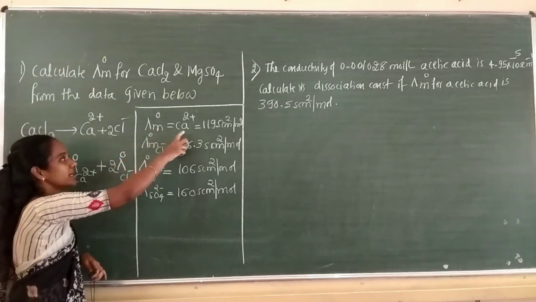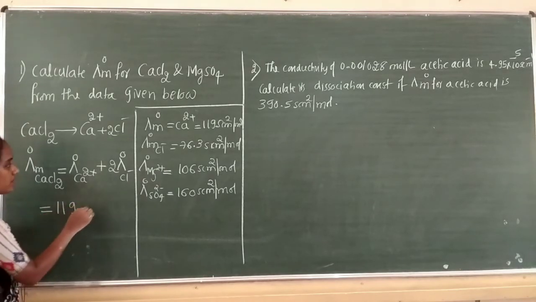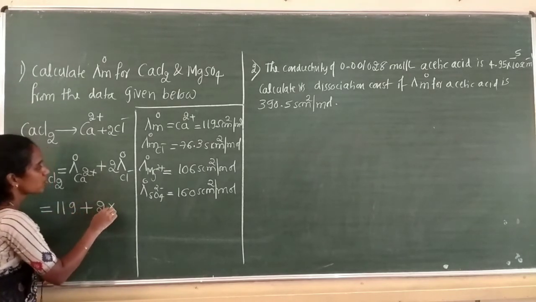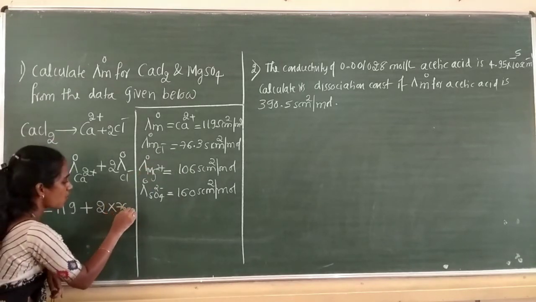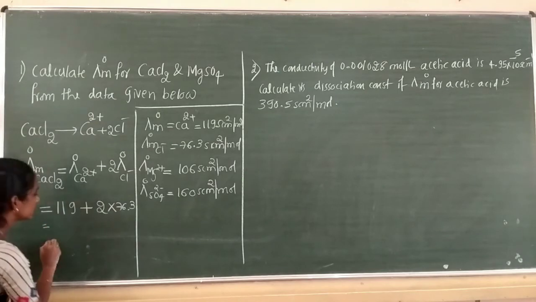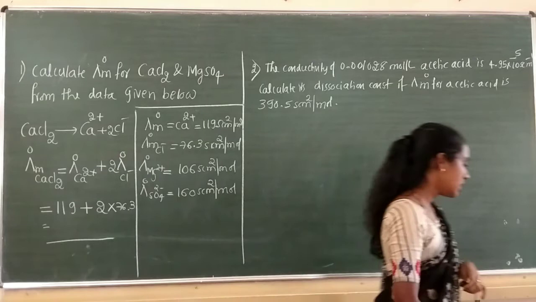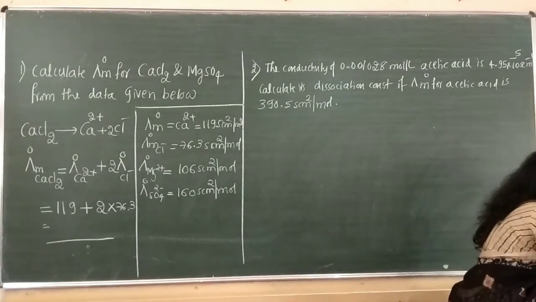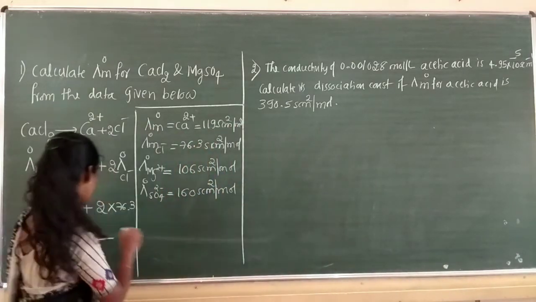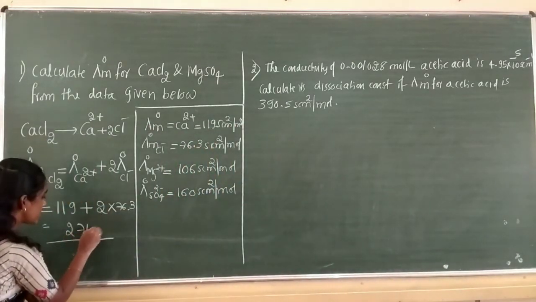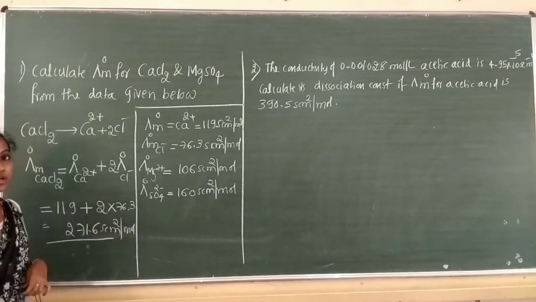Now let us substitute the values. The limiting molar conductivity of calcium is given as 119, plus 2 into the limiting molar conductivity of chloride, which is 76.3. So you can calculate the limiting molar conductivity of calcium chloride. The answer here is 271.6 Siemens centimeter square per mole.